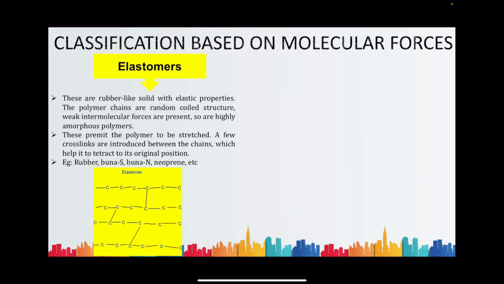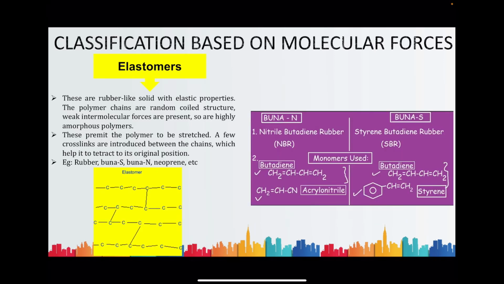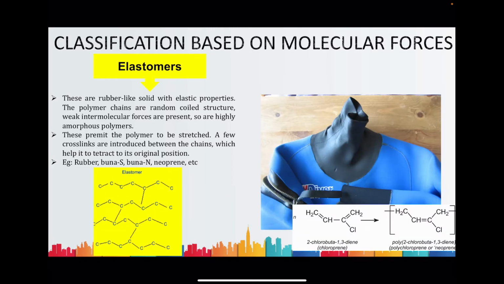These polymers are rubber-like solids with elastic properties. The polymer chains are in a random coiled structure. Weak intermolecular forces are present, so they are highly amorphous polymers. This permits the polymer to be stretched. A few cross-links are introduced between the chains, which help it to retract to its original position. The polymers with this structure include rubber, Buna S and Buna N, neoprene, and so on.